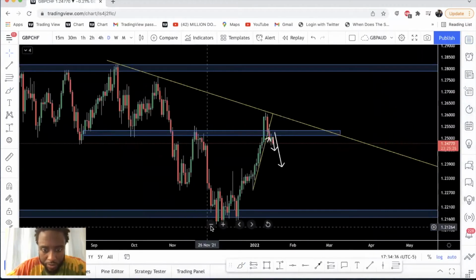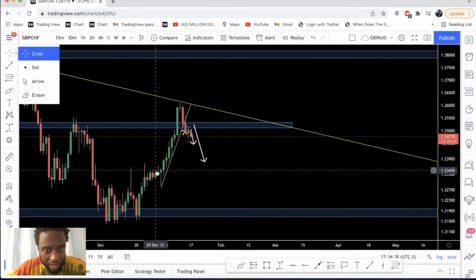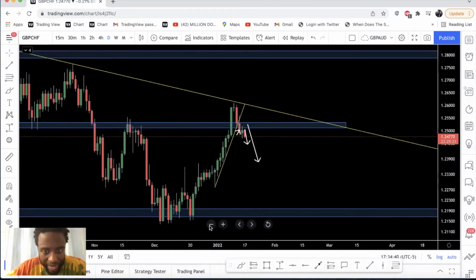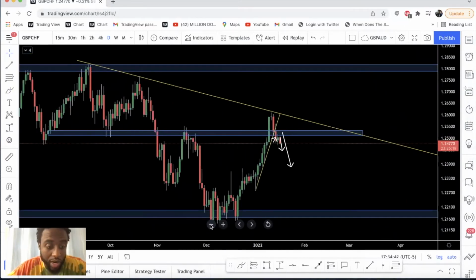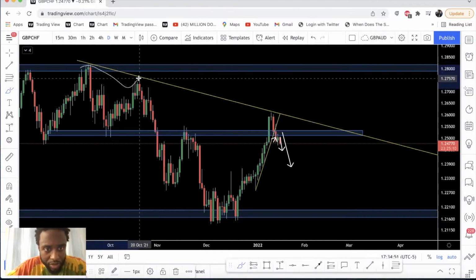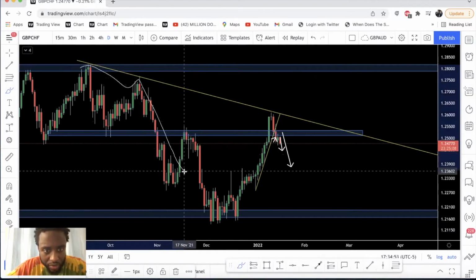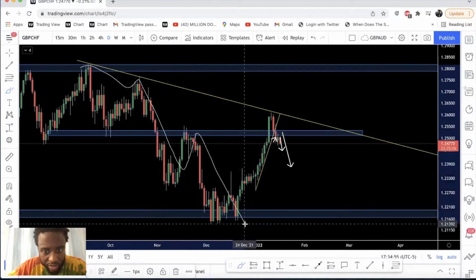GBP Chef. This is another pair that's on my list. You can see I already have this marked up because I'm anticipating a continued drop. And we are in this trade. You can see here on the daily, similar to GU, it's been in a downtrend. This top, lower high, extension down, price retested the structure and continued down.